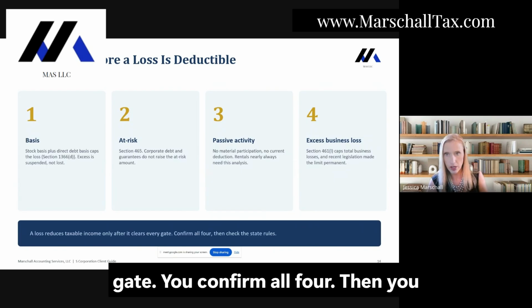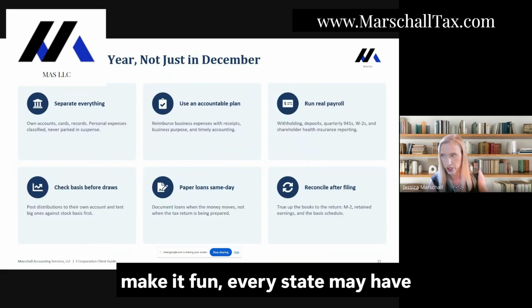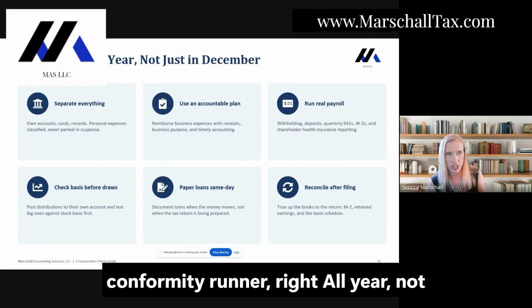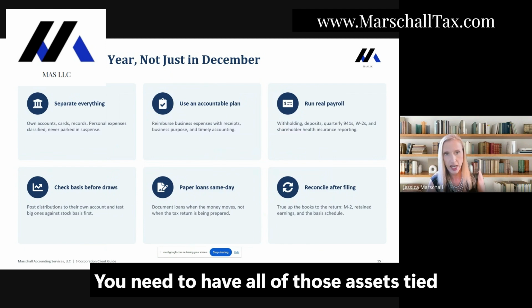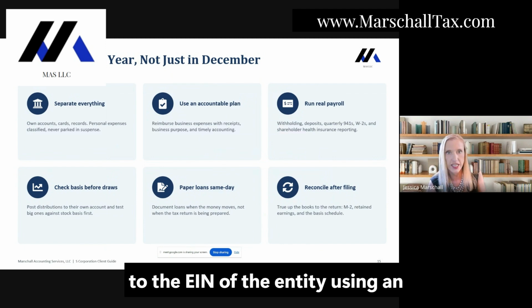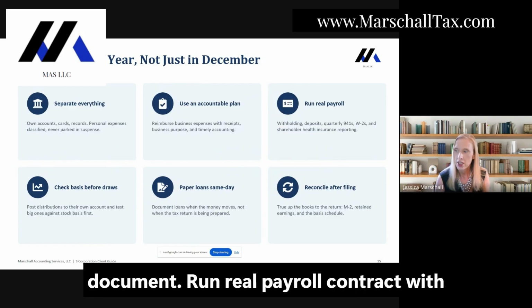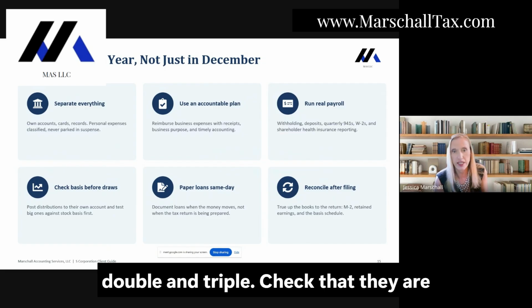You confirm all four, then you check the state rules. Because just to make it fun, every state may have different rules and different fixed date conformity. Run it right all year, not just in December. Separate everything. You need to have all of those assets tied to the EIN of the entity. Use an accountable plan. Document. Run real payroll.